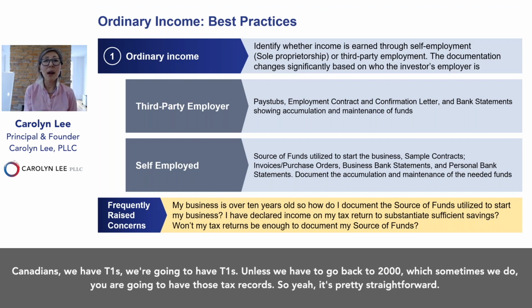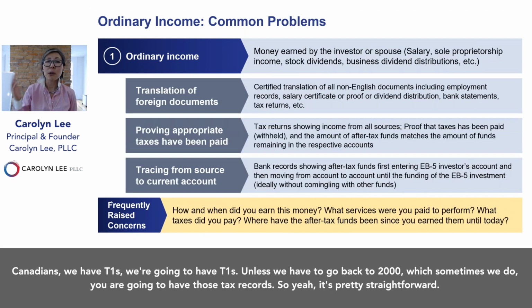For Canadians, we have T1s. We're going to have T1s, and often the records are there, unless we have to go back to 2000, which sometimes we do. You're going to have those tax records. So yeah, it's pretty straightforward.